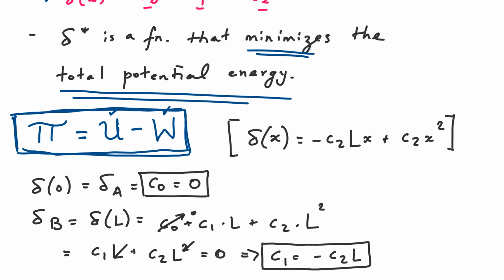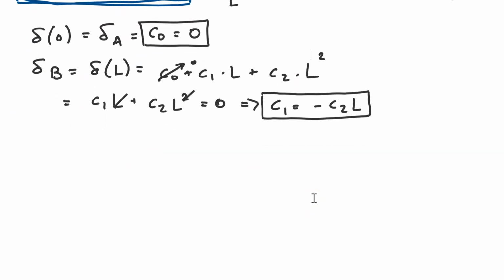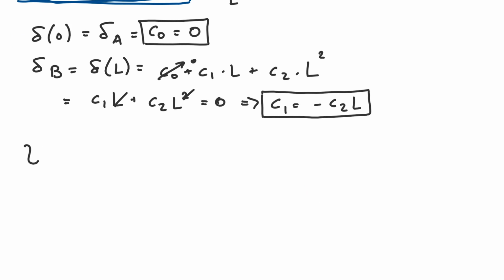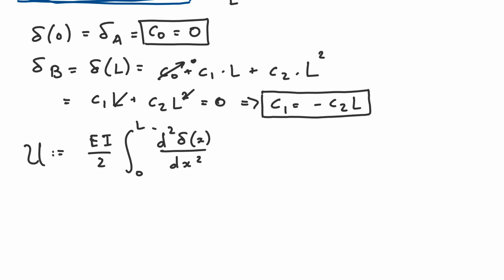Next, what we have to do is find the strain energy. How do we find the strain energy? Well, there's a formula for it. Strain energy is defined to be EI over 2 times the integral from 0 to L of the second derivative of our deflection, squared, and we're integrating that over dx.